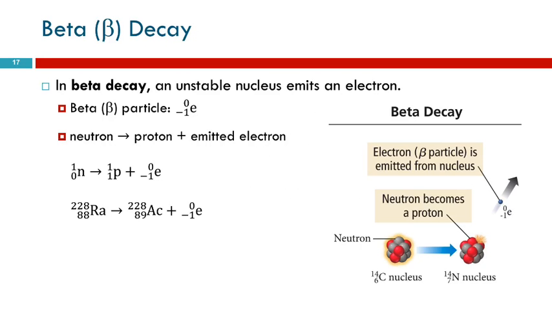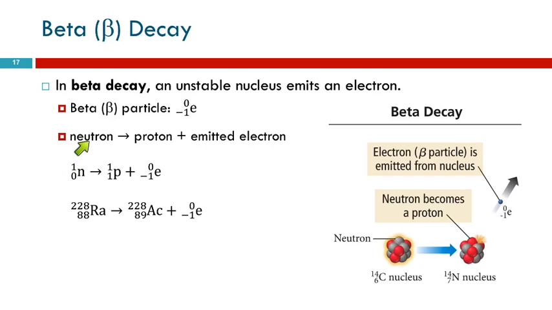The next one is beta decay. In beta decay, an unstable nucleus emits an electron. Now, what seems wrong about that? Are there electrons in the nucleus? No, there aren't. So how does this work? Well, this is the symbol for a beta particle. That's the symbol for an electron.